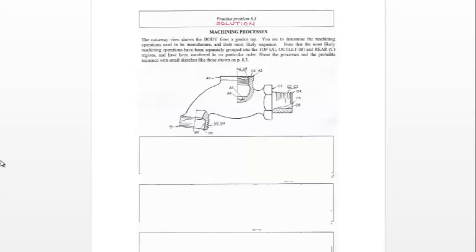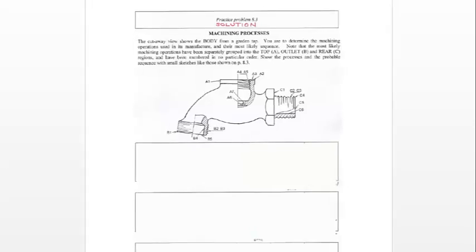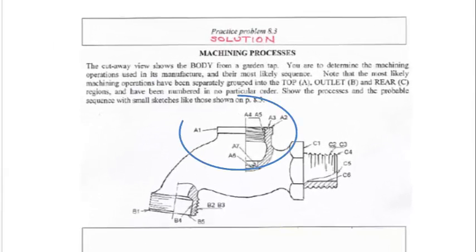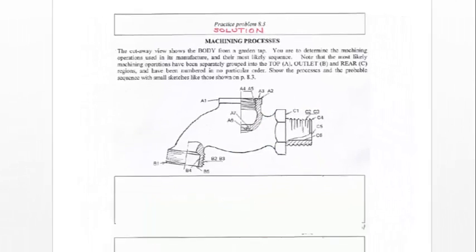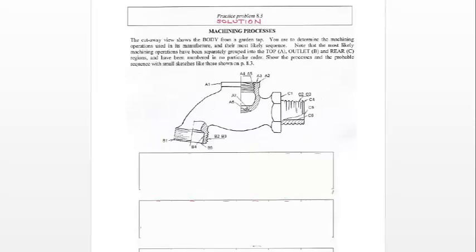Note that the most likely machining operations have been separately grouped into top, A, outlet, B, and rear, C, regions, and have been numbered in no particular order. Alright, so firstly we are going to be focusing on the top part, A.